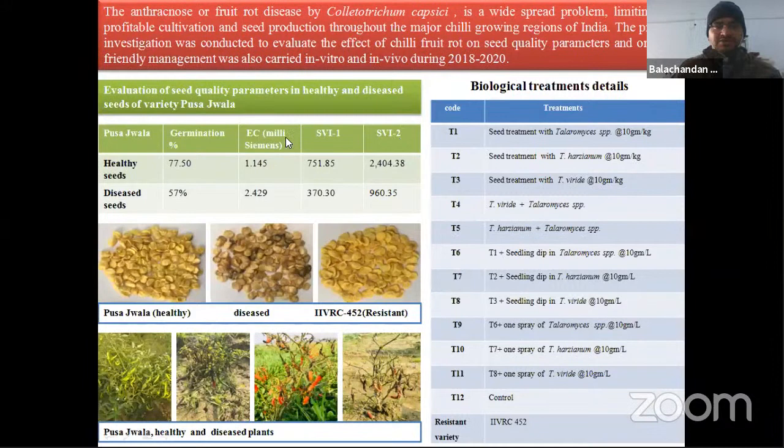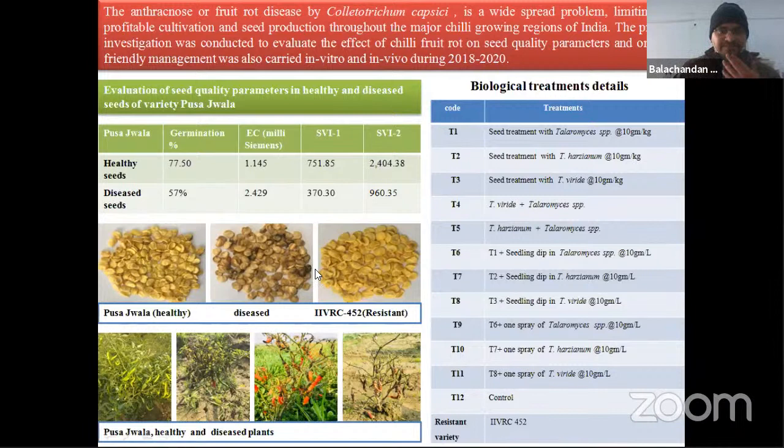index 2. In the germination test, the germination percentage of diseased seeds was less than the Indian minimum seed certification standards. In the EC, that means the electrical conductivity leachate test, the diseased seeds showed more electrical conductivity because of more seed leachates. And in seedling vigor index 1 and 2, the index was almost double in the good seeds compared to the diseased seeds. And these are the photos of diseased and good seeds.